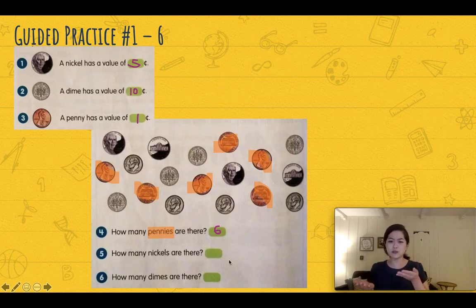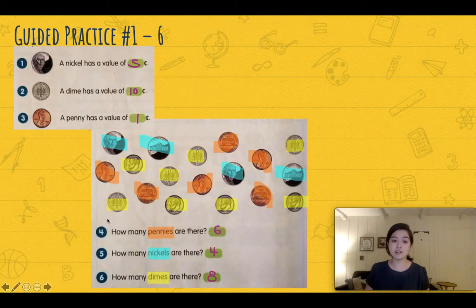How many nickels are there? Well, how do I know the difference between a nickel and a dime? Which one's bigger? Which one's smaller? If I remember correctly, a nickel is bigger than a dime. A dime is smaller than a nickel. So I'm going to count the nickels. Here's a nickel, here's a nickel, here's a nickel, and here's a nickel. There are 4 nickels.